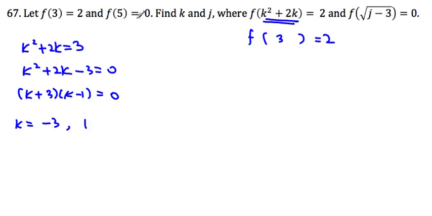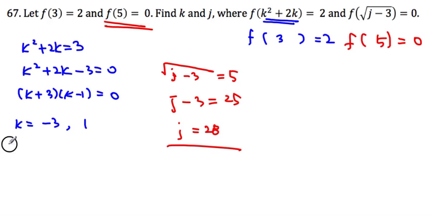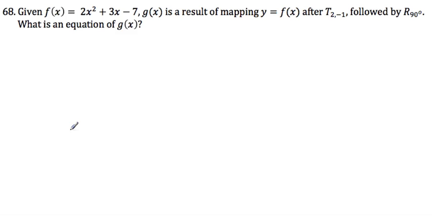Then let's look at the second one right over here, f of 5 equal to 0. That means I can compare that with this expression where the square root of j minus 3 must be equal to 5. Now then when we square both sides, then j minus 3 must be equal to 25, where j must be equal to 28. And I guess that's about it. Let's look at number 68.